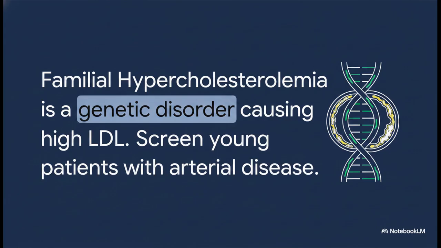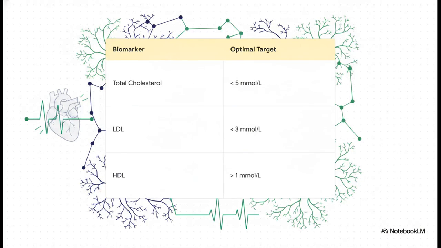This is a massive red flag if you see a younger person, say someone in their 20s or 30s, presenting with arterial disease, unexplained chest pain, or even physical signs like xanthomas, which are little lipid deposits right under the skin. If that happens, immediate screening is absolutely crucial. So what numbers are we actually aiming for? Here is your clinical biomarker dashboard. Generally speaking, the optimal targets are total cholesterol under 5 millimoles per liter, LDL under 3, and HDL, that's the protective cholesterol, above 1. But I want to be super clear here.